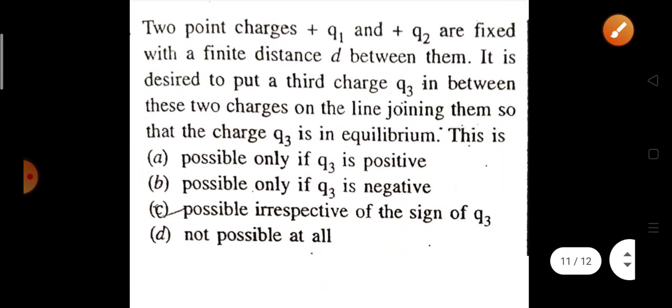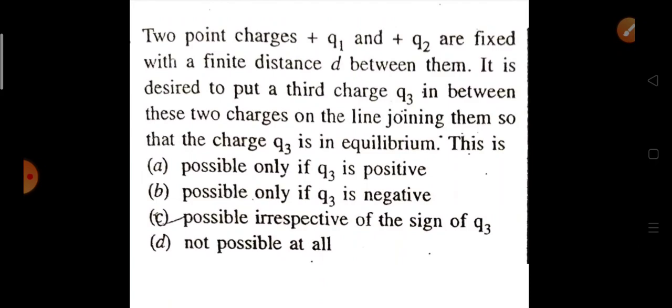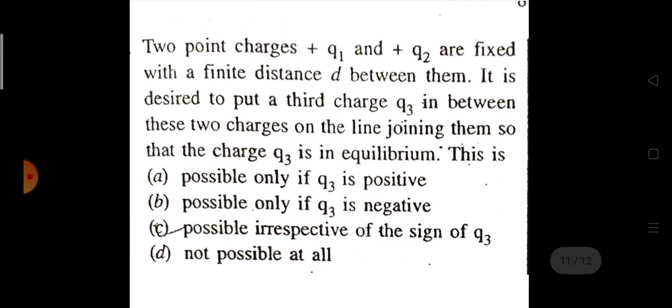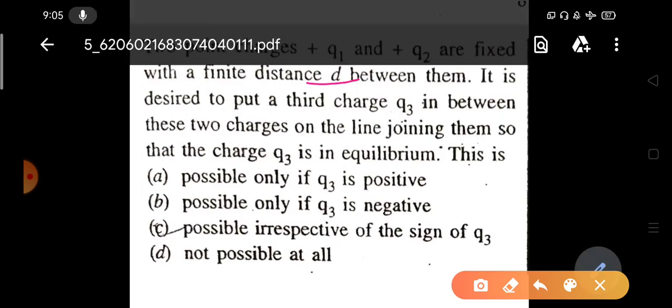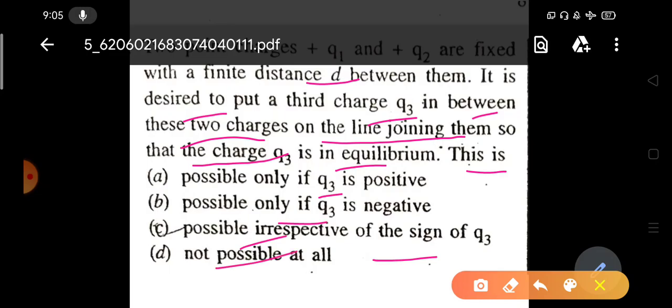The next question: two point charges plus q1 and plus q2 are fixed with a finite distance d between them. It is desired to put a third charge q3 in between these two charges, on the line joining them, so that the charge q3 is in equilibrium. So this is possible only if q3 is negative, or possible irrespective of the sign of q3, or not possible at all.